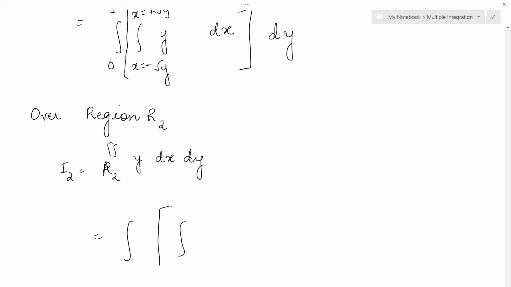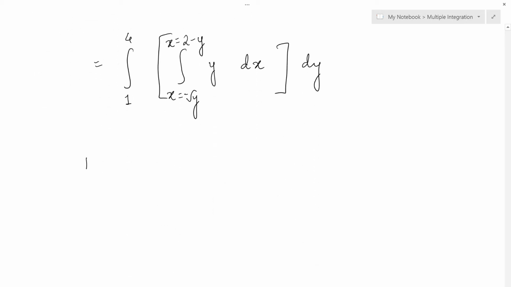Since you know that the strip is parallel to the x-axis, we will integrate with respect to x first, and the limits for x: the strip touches the parabola on the left-hand side and the line on the right-hand side, and here it travels from 1 to 4, right? So this is my I1 and I2. So my final integration I will be I1 plus I2.